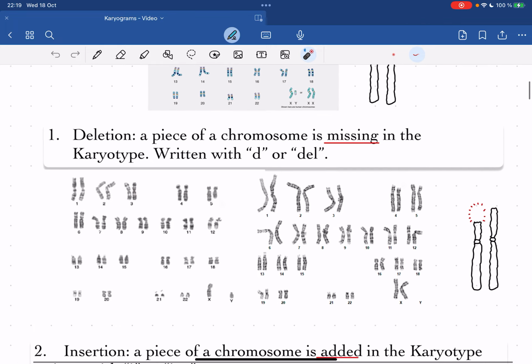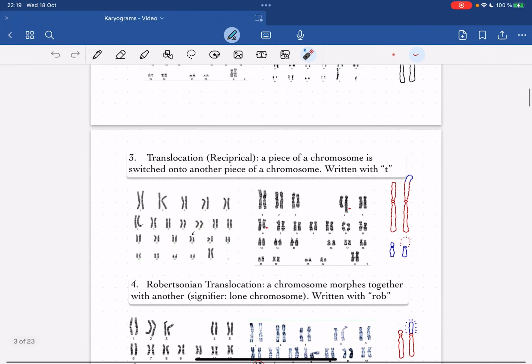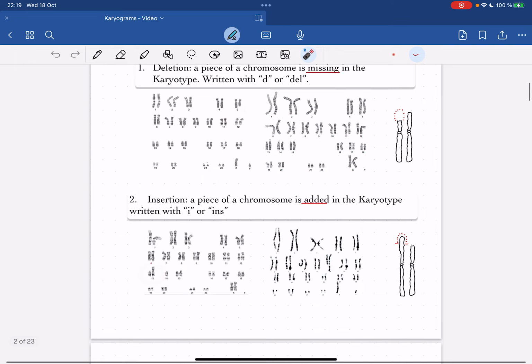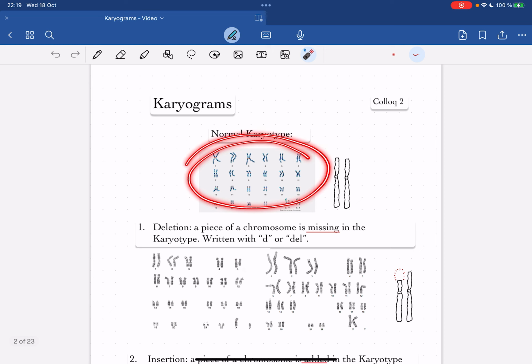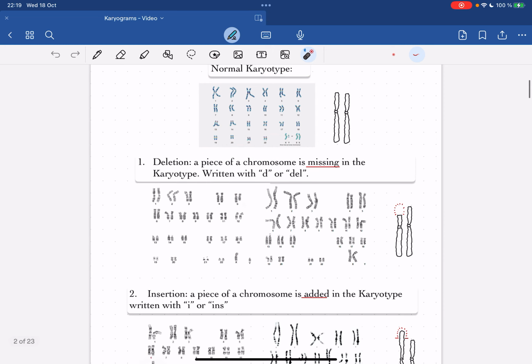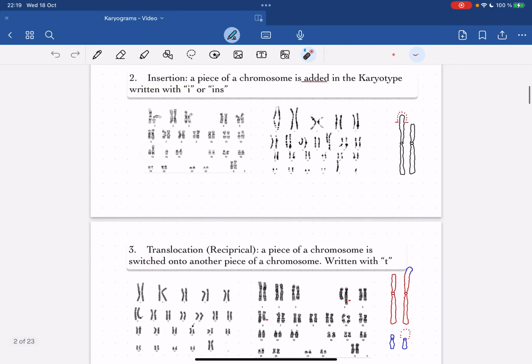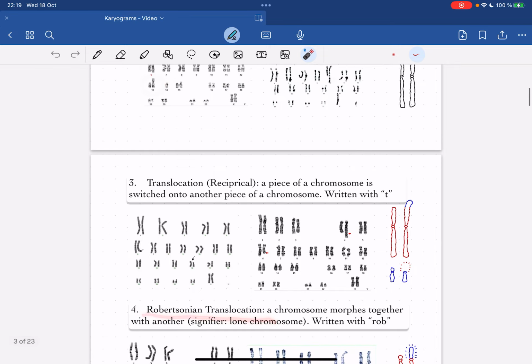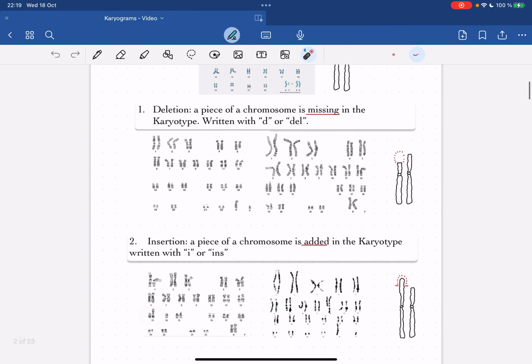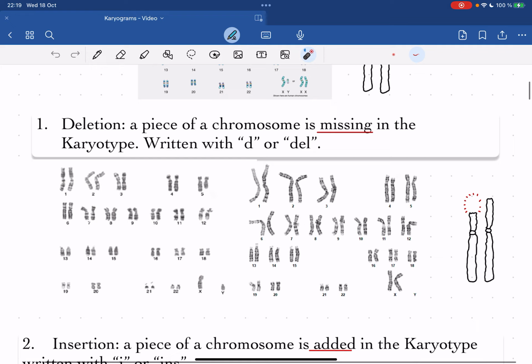So our first rule: we have 4 different types of chromosomal aberrations that we are going to be covering, which we have to identify from the karyograms. The first one is deletion, but there's also insertion, reciprocal translocation, as well as Robertsonian translocation. Now I'll go through each and every one of them, but let's start with the easy one. Deletion. A piece of a chromosome is missing in the karyotype. This is written with a D or a del, and I will soon show you how.